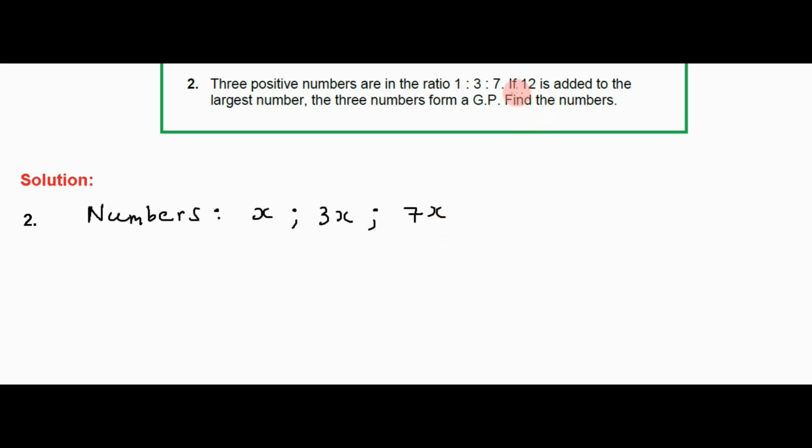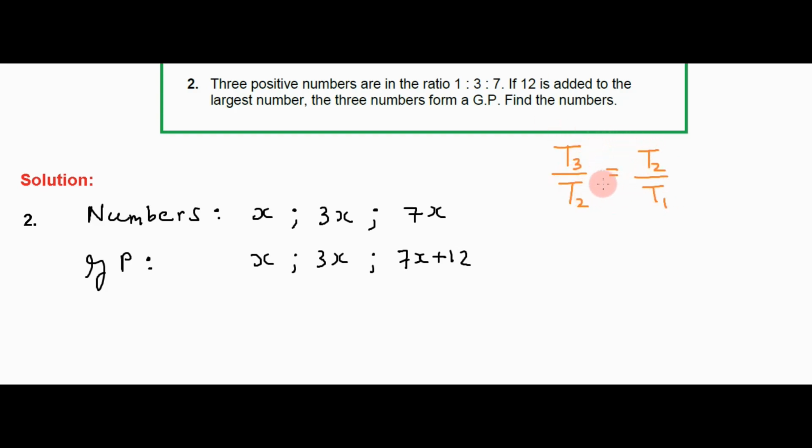Now it says if 12 is added to the largest number, the 3 numbers form a GP. So then our GP will be x, 3x, and 7x plus 12. Now we can use the fundamental property of GPs, and we know that it says term 3 divided by term 2 is the same as term 2 divided by term 1.